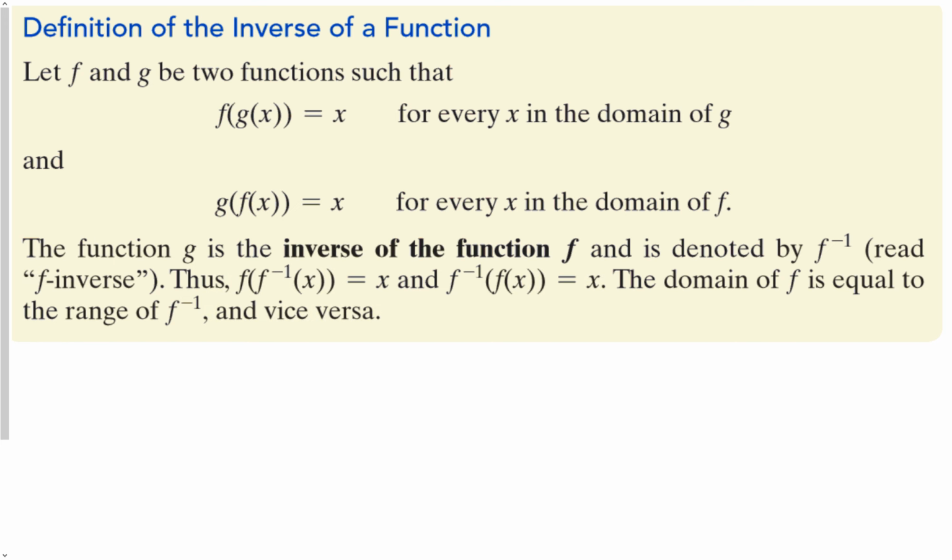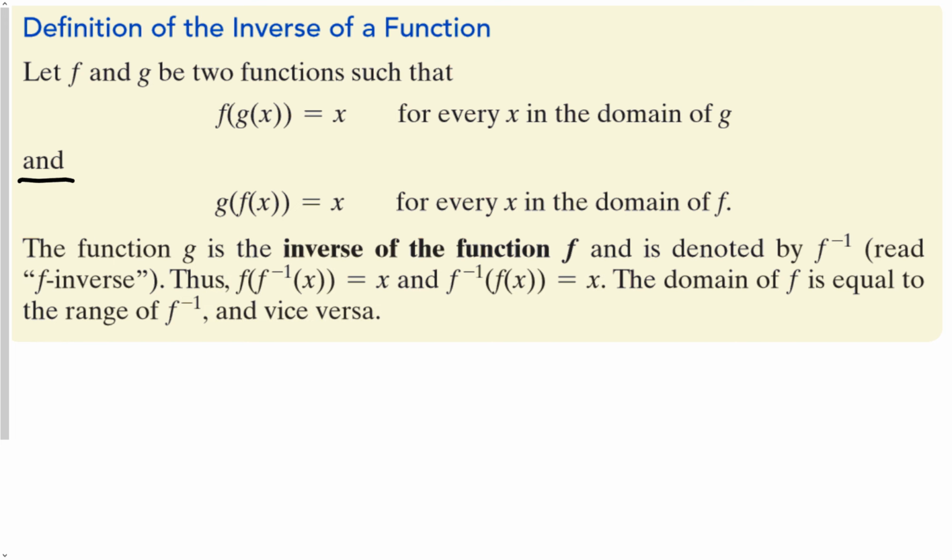So with all this in mind, the formal definition of an inverse function is: let f and g be two functions such that f of g of x is equal to x for every x in the domain of g, and, meaning they both have to be true, g of f of x is equal to x for every x in the domain of f.